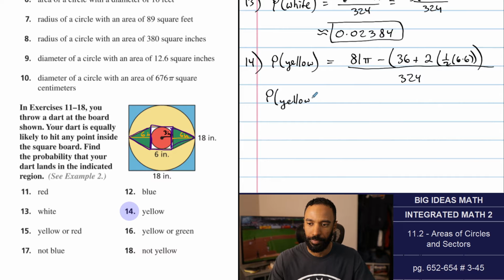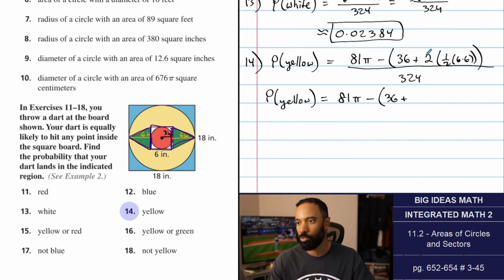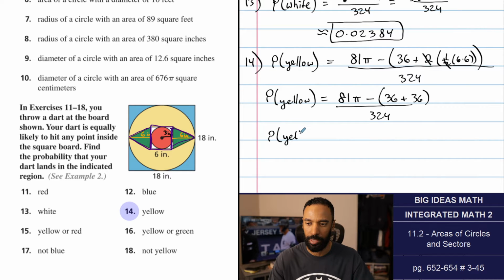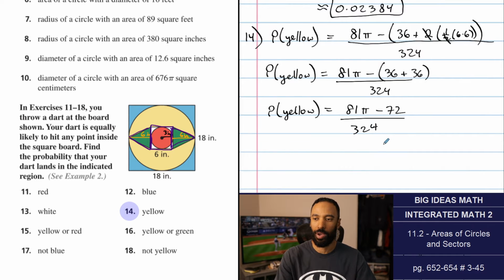So probability of yellow, we'll get 81 pi minus 36 plus half of 6, 2 times half of 6 times 6, so 36. 36 plus 36 over 324. And once again, if I really worked hard at reducing the stuff, I would, but we're going to calculate it anyway. So 81 pi minus 72. You might notice that I'm not combining any of these things. Unless they both share pi in it, we ain't combining those. So let's go ahead and work that one out.